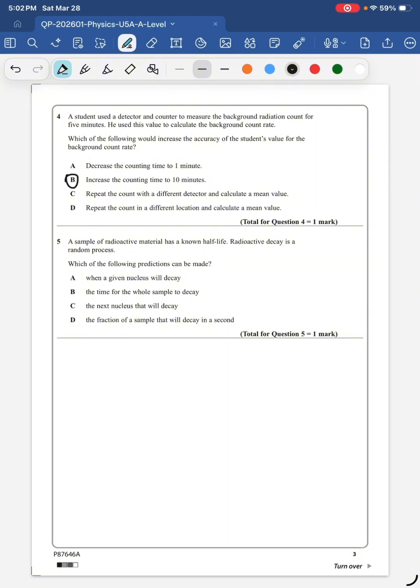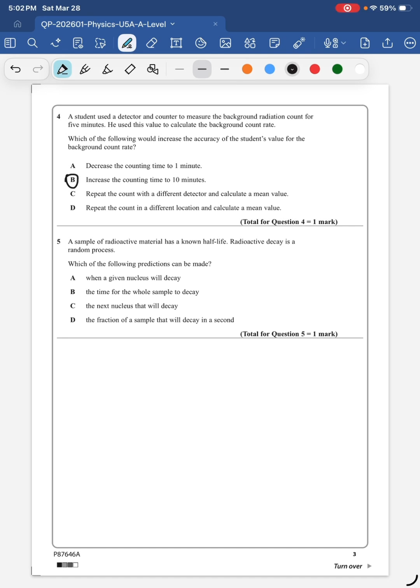5. A sample of radioactive material has a known half-life. Radioactive decay is a random process. Which of the following predictions can be made? This is a tricky question. A, when a given nucleus will decay? No. B, the time for the whole sample to decay.